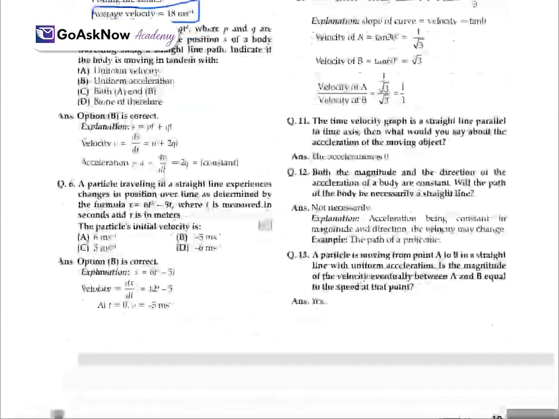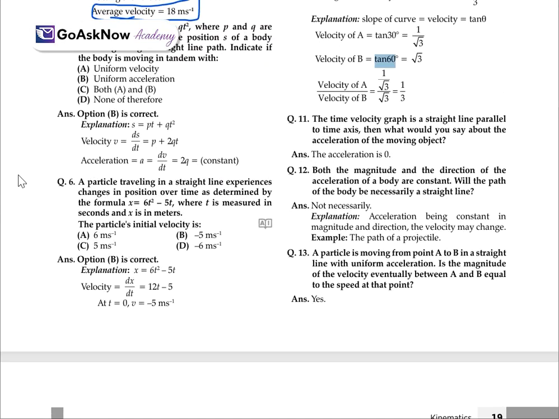Then the value will be −5 meter per second. It means option B will be the correct one.